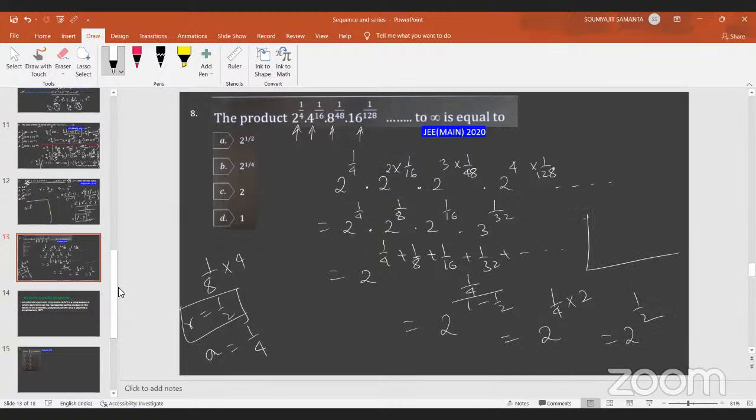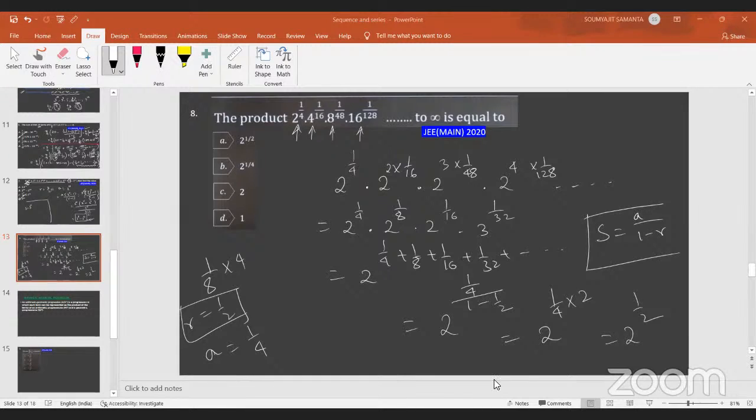Is this clear? I have used the formula for the sum of an infinite GP, that is nothing but A by 1 minus R. Ishika, is this clear? Yes, sir. So the sum of an infinite GP is nothing but A by 1 minus R. Keep in mind.